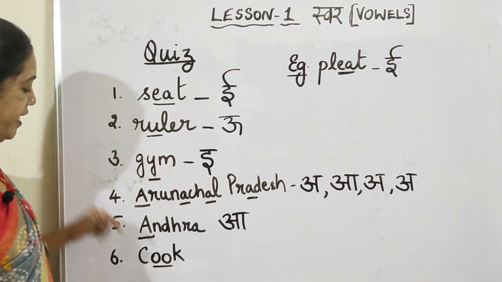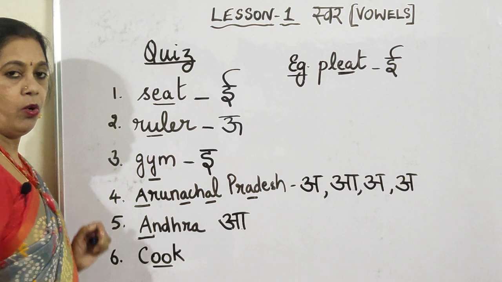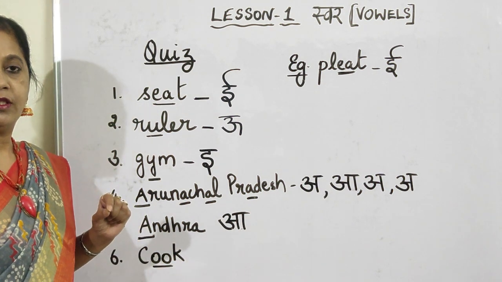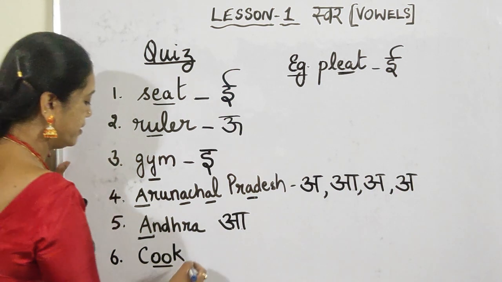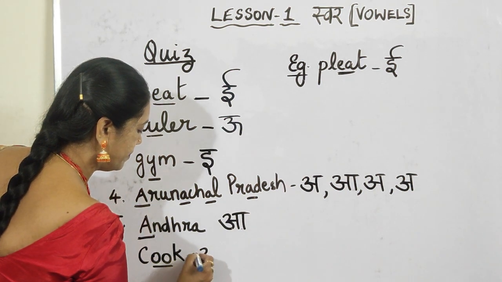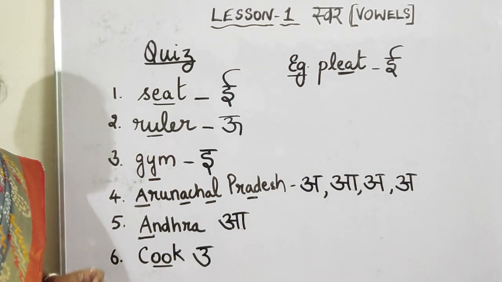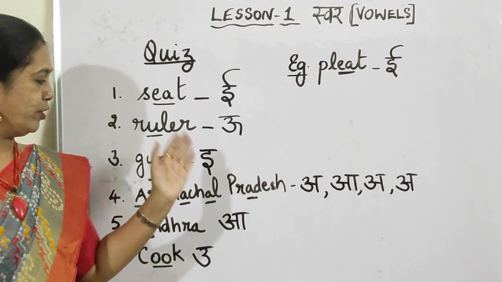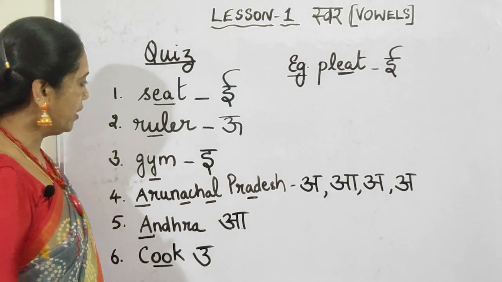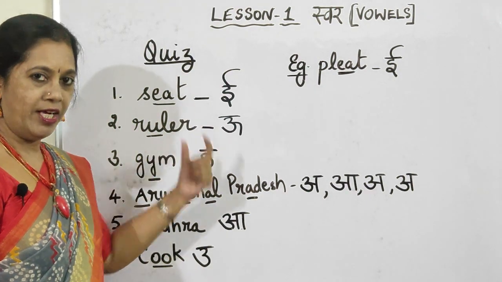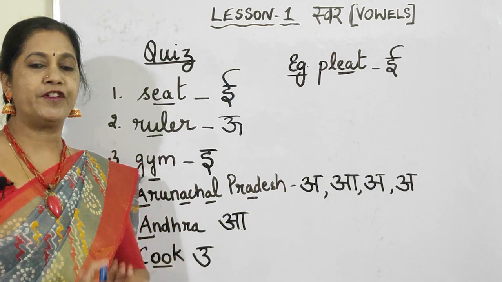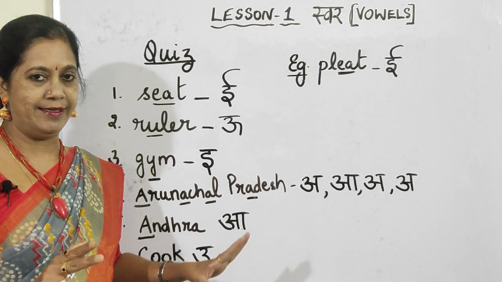Aa. The next one, because it is double O, you will not say cook with a long sound, but you will say cook. Cook. Right? So it is oo. Now see how easy it is. Now I wanted to know whether you have got all right. If all your answers are right, you have understood the first video absolutely clearly.